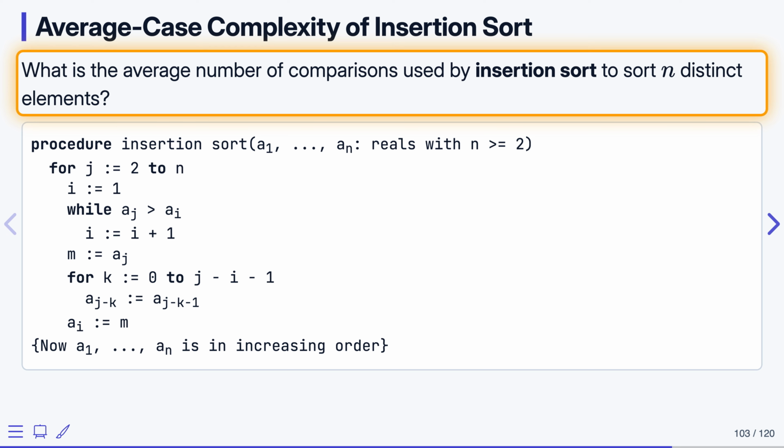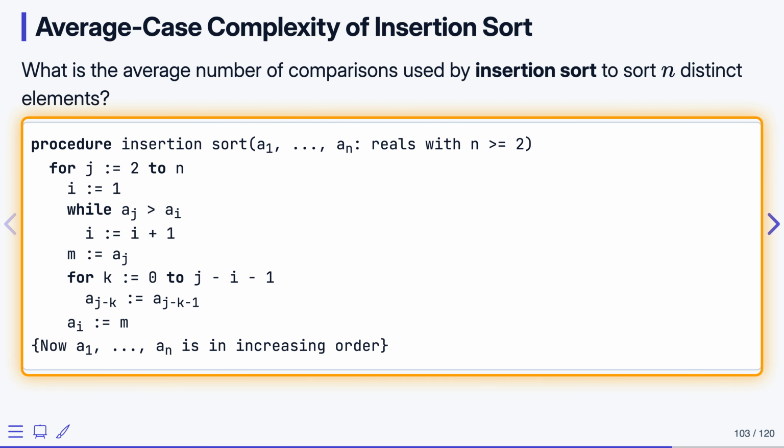Now insertion sort. It builds a sorted list one element at a time. At each step it takes the next element and slides it left into its correct place among the already sorted elements. We want the average number of comparisons. Look at the pseudocode. The inner while loop is what does the comparing. On the next slide, we set up the random variables.